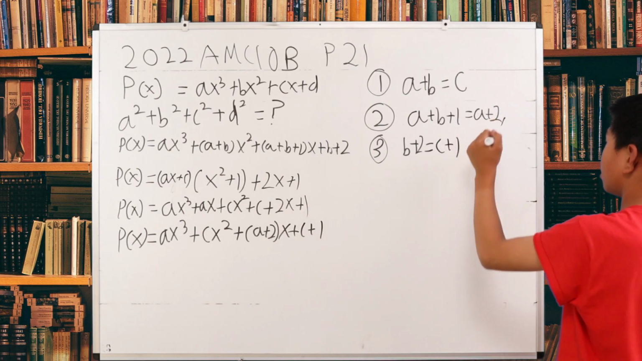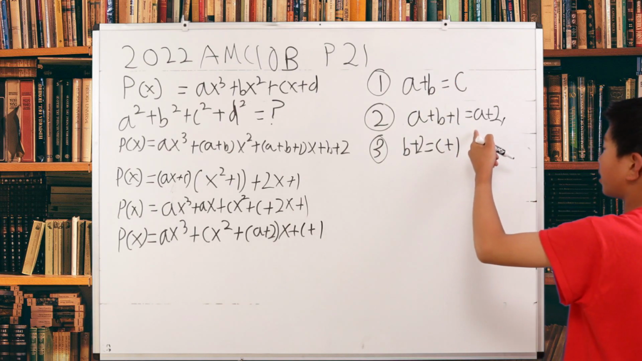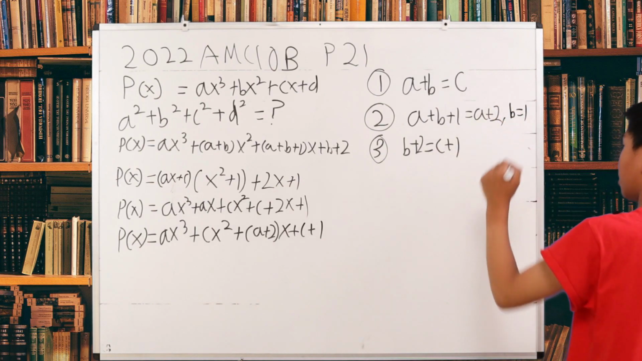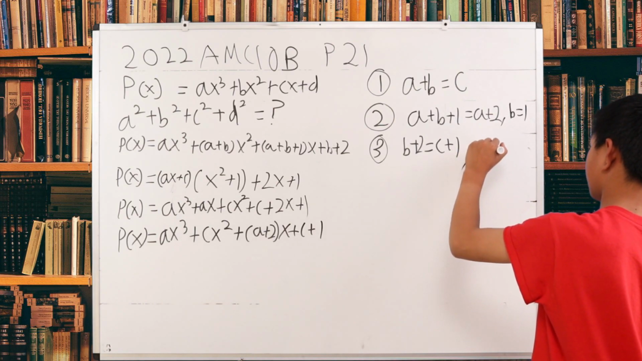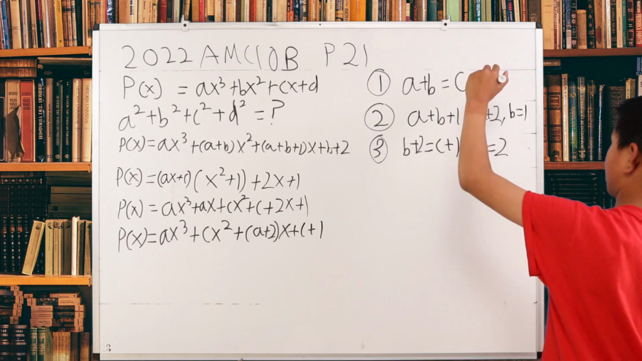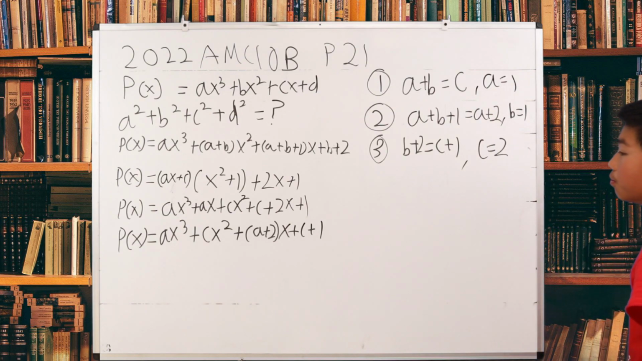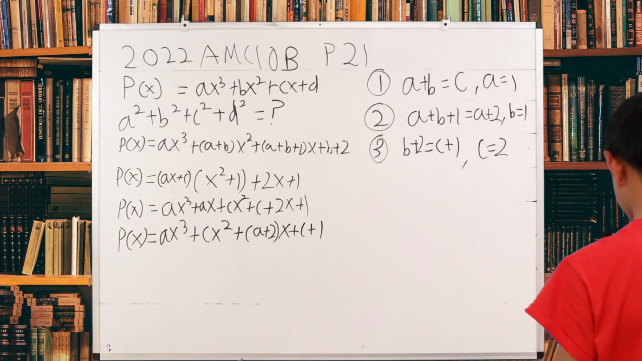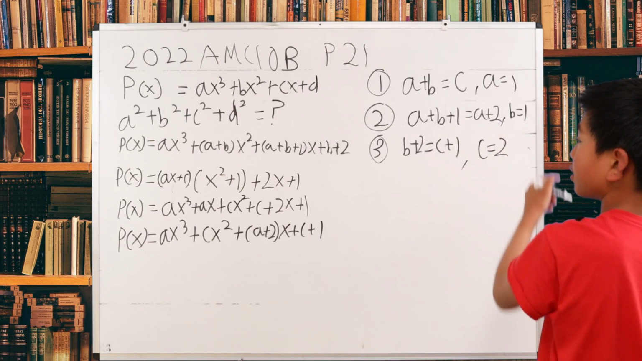From the first equation, we can't do anything with it yet. From the second, we cross the a's out and get that b is 1. From the third, since we know that b is 1, we know that c is 2. Since we know that c is 2 and b is 1, a is equal to 1. So we now have three answers: c is 2, b is 1, and a is 1.